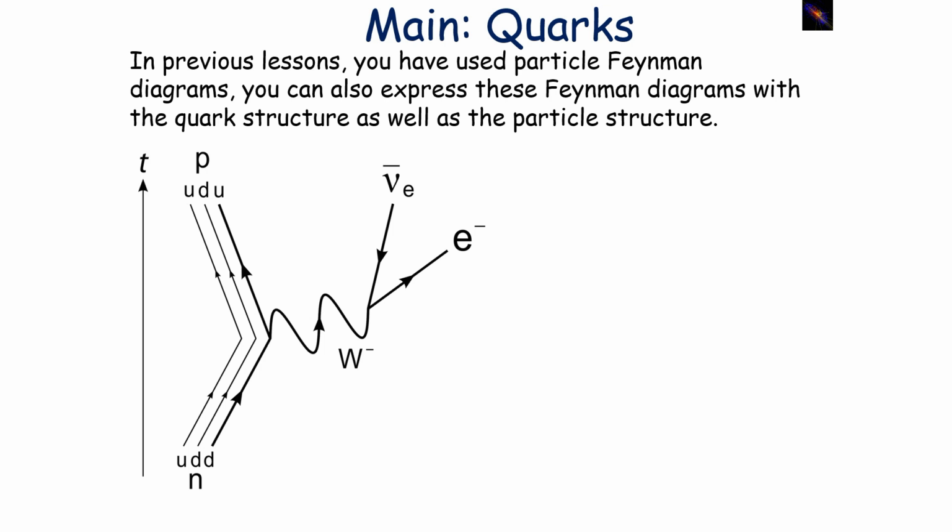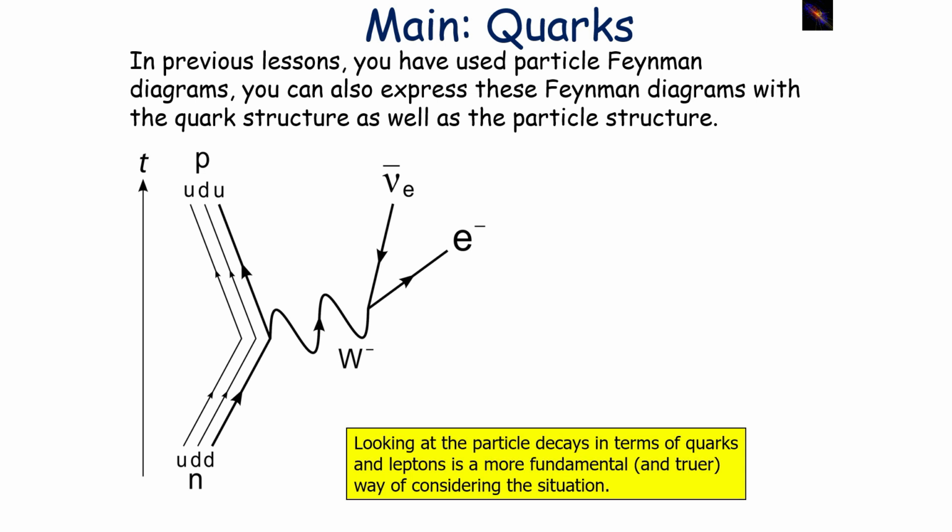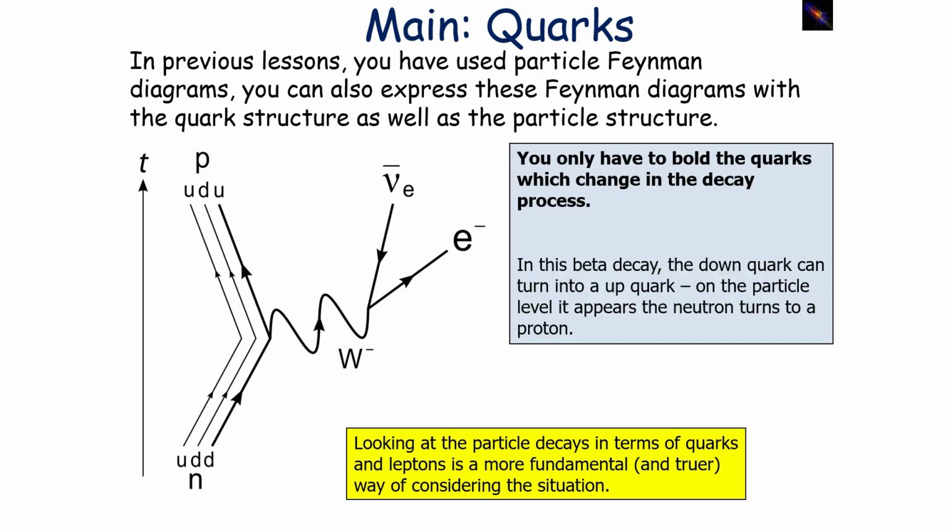Now in previous lessons we've used particle Feynman diagrams, but you can also express these Feynman diagrams with quark structures as well as the particle structure. So looking at the particle decays in terms of quarks and leptons is a fundamental way of considering the situation. Now you only have to bold the quarks which change in the decay process. So in the beta decay process, the down quark can change into an up quark, and on the particle level it appears the neutron turns into a proton.